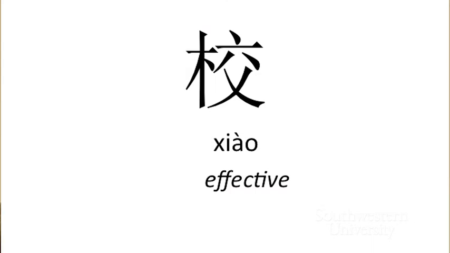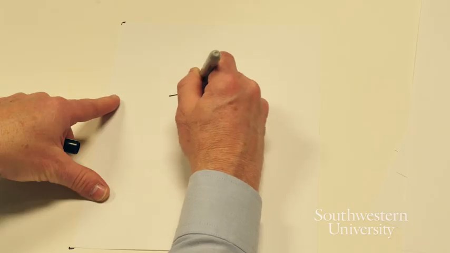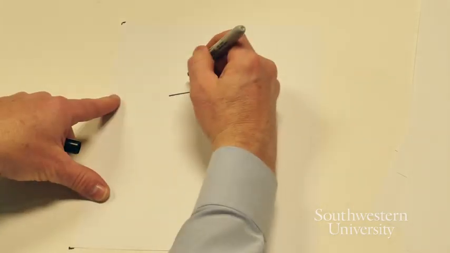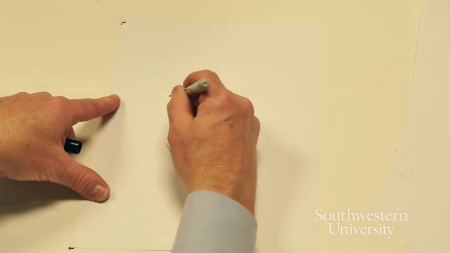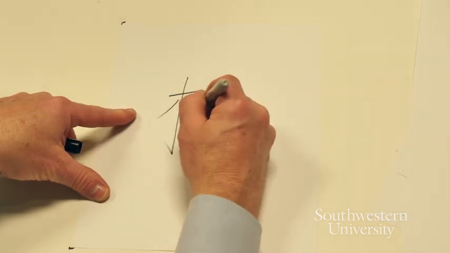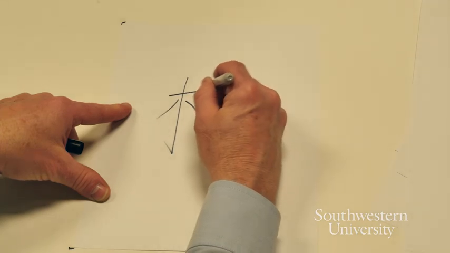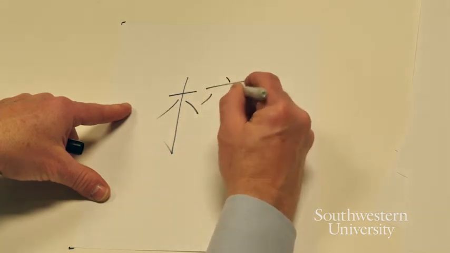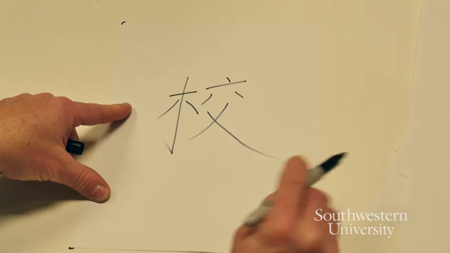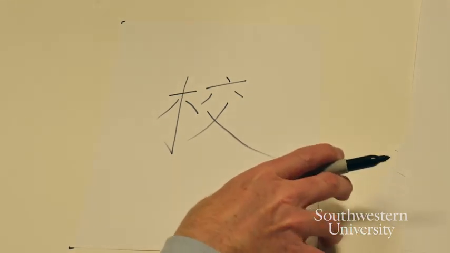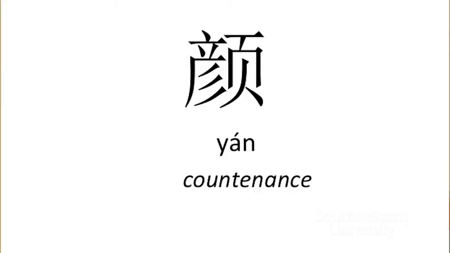Xiao. We've seen this before in Xiao, a school, a campus. You've got the wood radical on the left, and then Jiao for phonetic on the right. Xiao, a campus, a school.